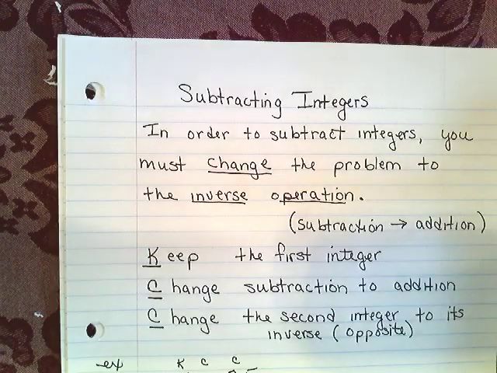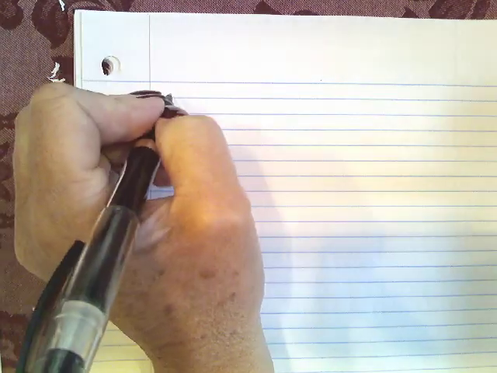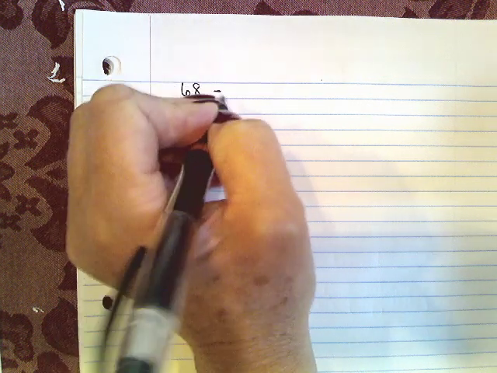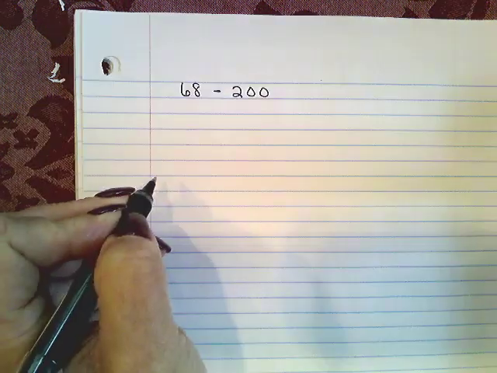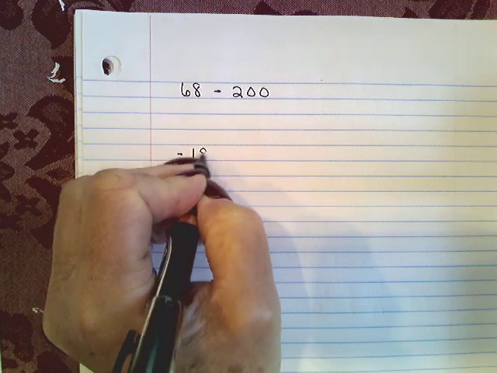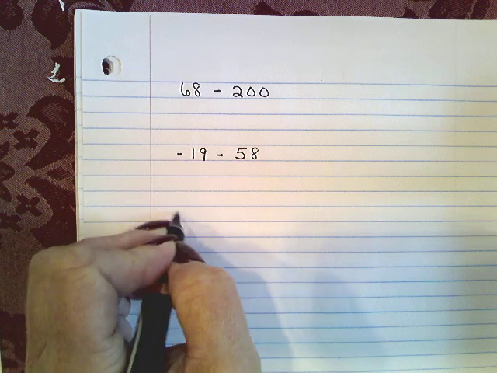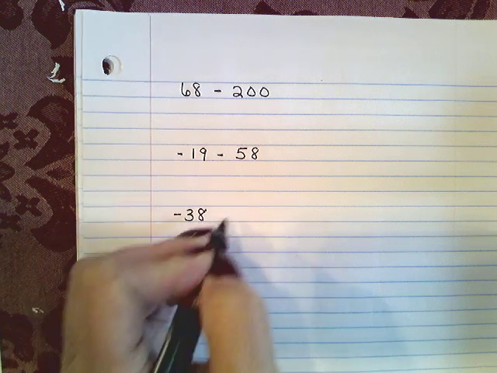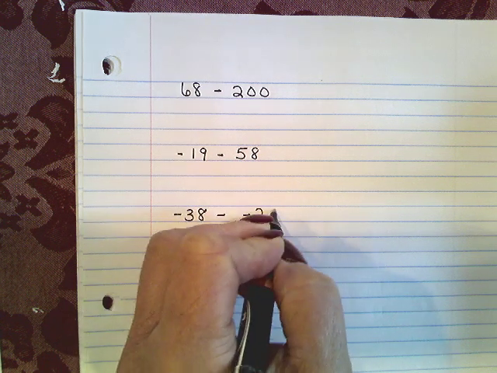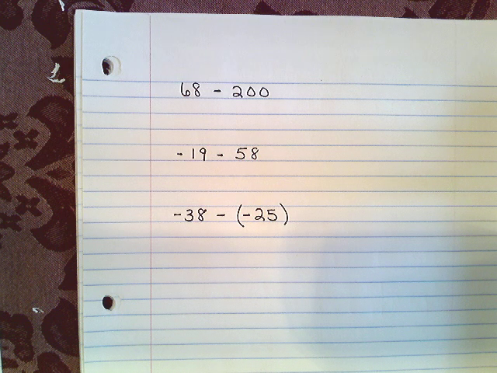Okay, I'm going to give you 3 examples. I want you to pause the computer right here, and I'm going to give you 3 examples that I want you to do. So we're going to do 68 minus 200, and we're going to do negative 19 minus 58, and then negative 38 minus a negative 25. So I would like you to pause right now and solve those 3, and then come on back on and I'll show you the answers. So for now, pause and do those problems.